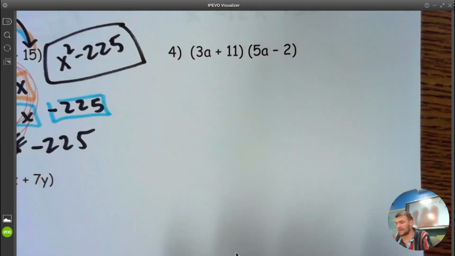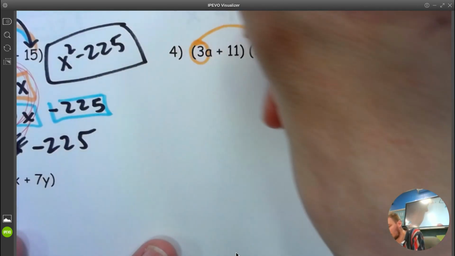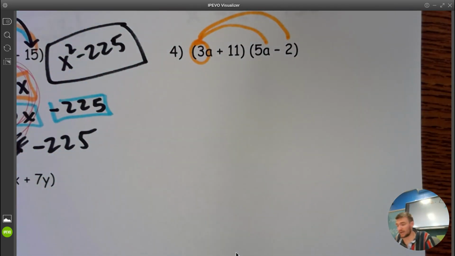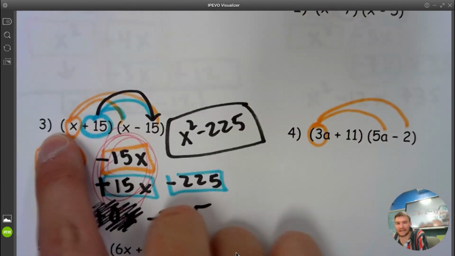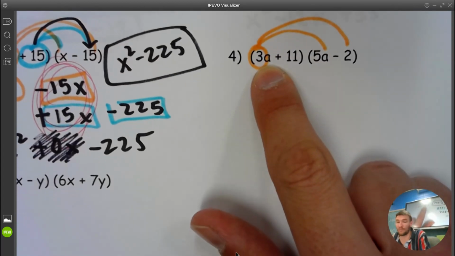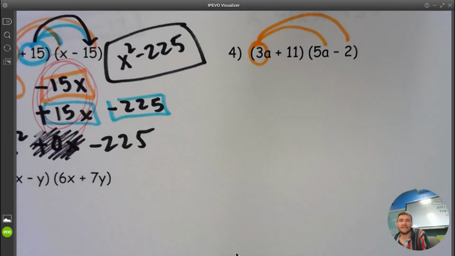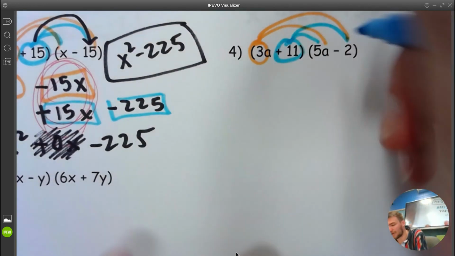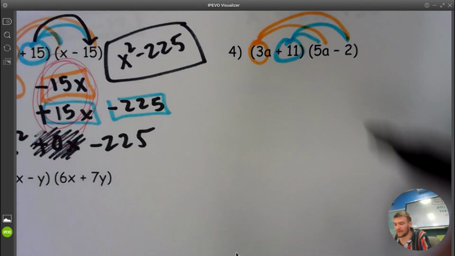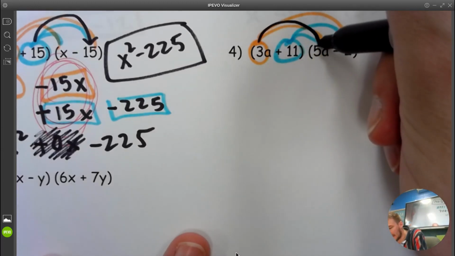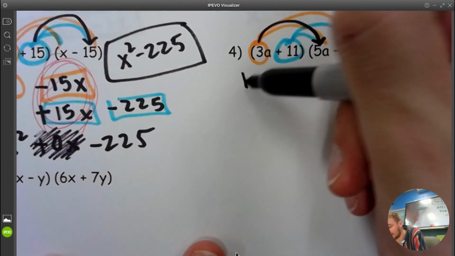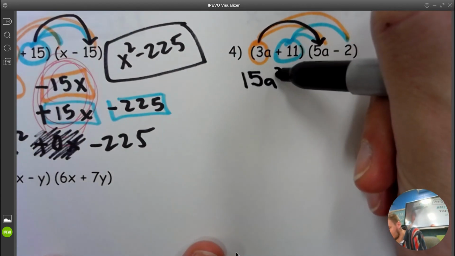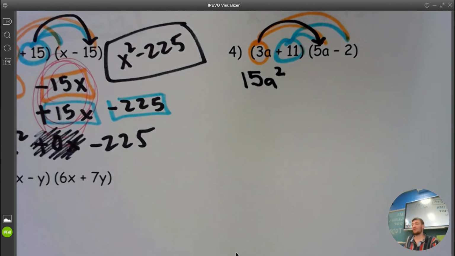Number 4 is going to be just a tiny bit harder because instead of it just being x, x, x, now we have something like 3x, or in this case 3a. So it is going to be just a little bit harder. We got a little bit more algebra to do. What is 3a times 5a? 3 times 5 is 15. A squared. That first term you get is gonna be a squared term.